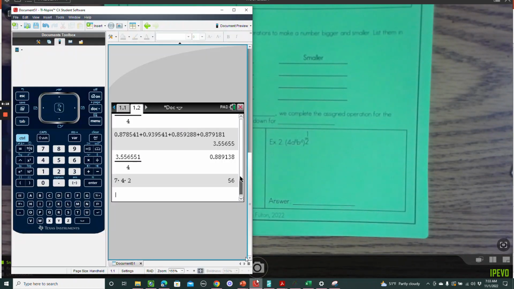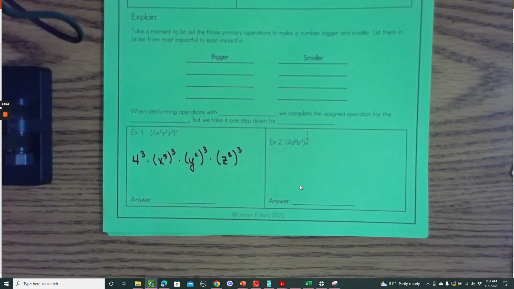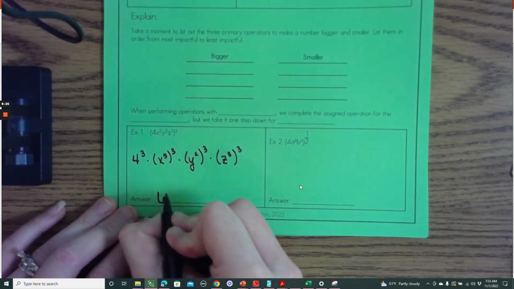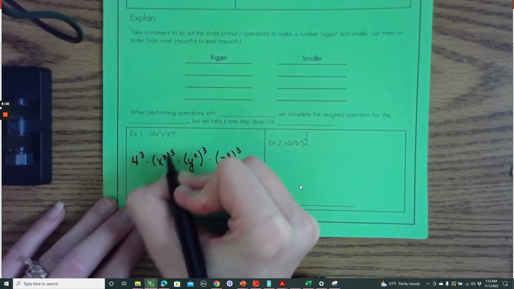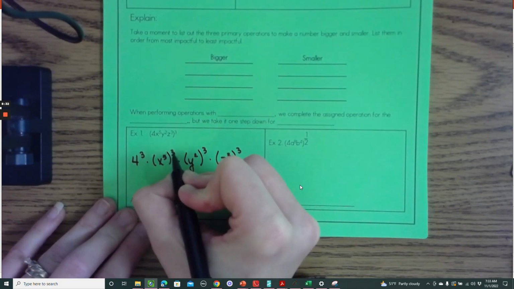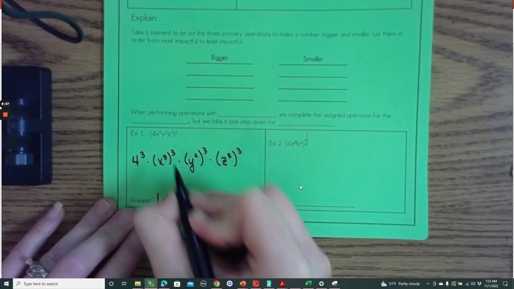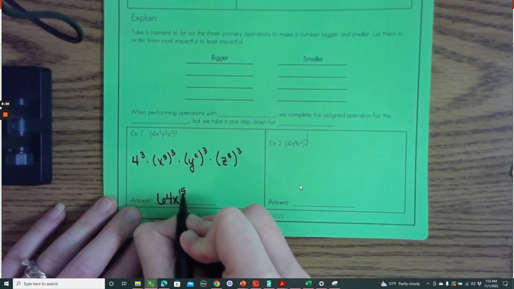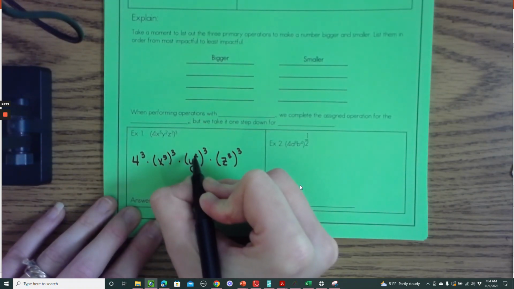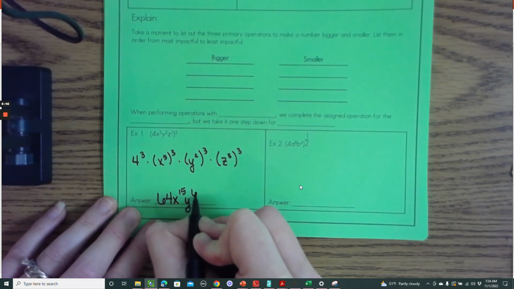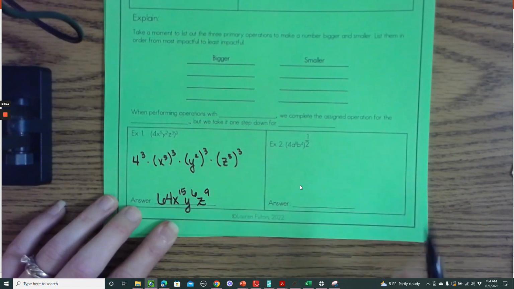So 4 to the third gives me a 64. So that is my new coefficient. Okay, the power rule. When you raise an exponent to a power, an exponent to an exponent, you multiply. So our letter is x, and then we do 5 times 3, which would be 15. Next letter is a y, 2 and 3, so we would do 2 times 3, gives me a 6. And then we have a z, 3 times 3 gives me a 9.